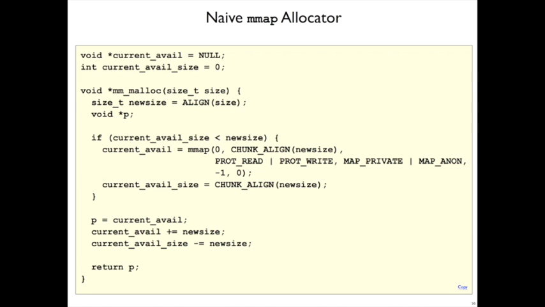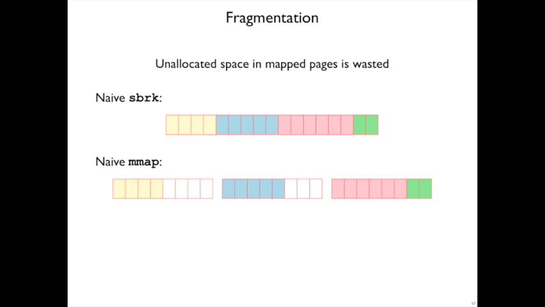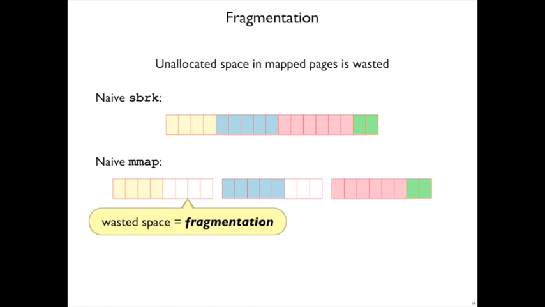For completeness, here's an implementation. It looks very similar to our sbrk chunking version, except we use mmap and reset current available to the result of mmap every time. At first glance, this naive mmap version might seem worse than the naive sbrk version because we have this empty space. This wasted space is called fragmentation. It's space that we've forced the operating system to map, but the application is not using it as part of its real work.